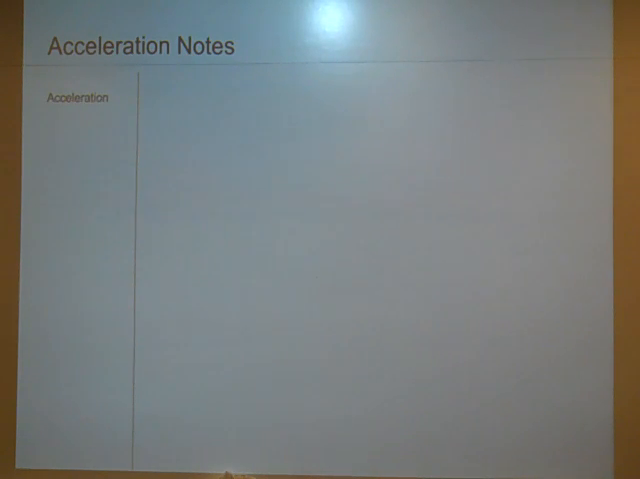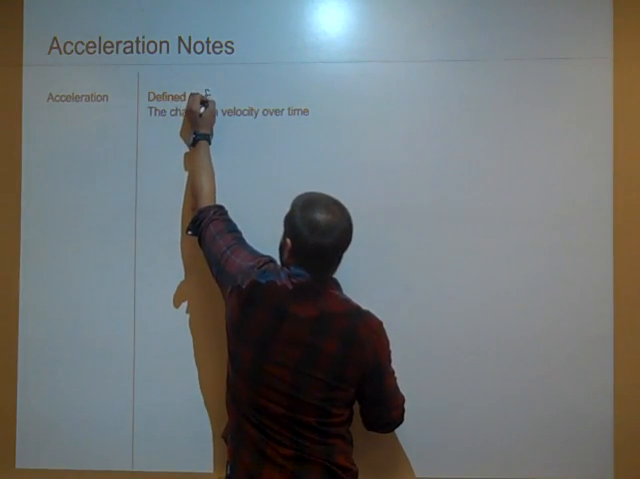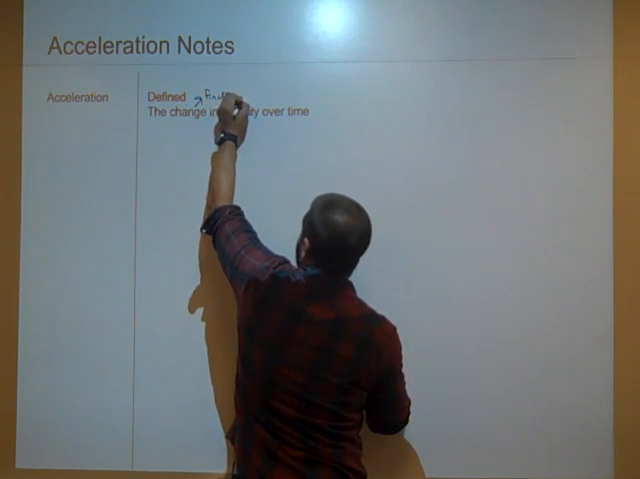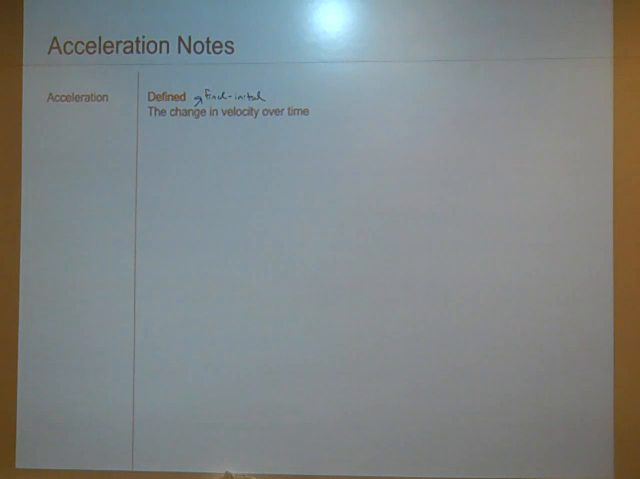So acceleration, the definition, obviously, that's the equation written out, right? Everybody with me? That's the equation written out. It is the change in velocity over time. Remember, final minus initial. That's what change means. That's the definition. The units, meters per second squared. I know this is a lot of review.